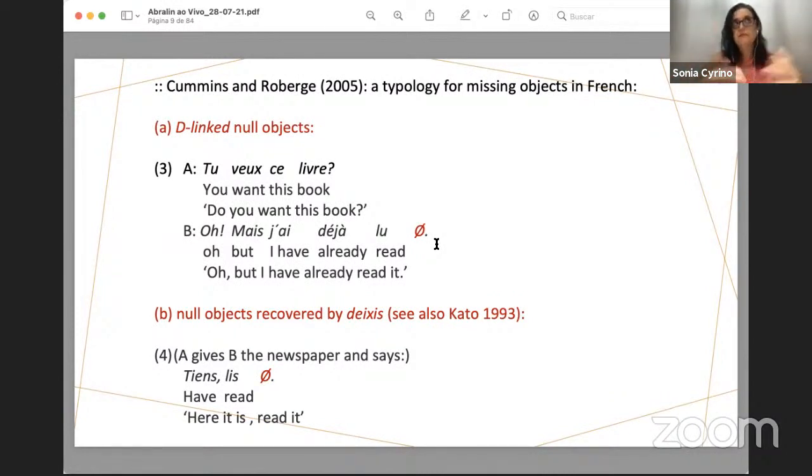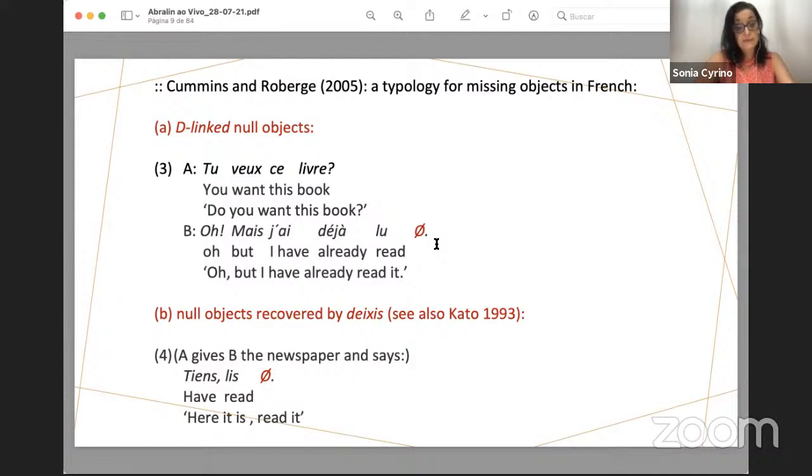So they devised a typology of these missing objects, and they say that these missing objects could be delinked null objects. For example, as in three, you are also in the discourse situation. Tu veux ce livre? Oh, mais j'ai déjà lu. So we are talking about this specific book.